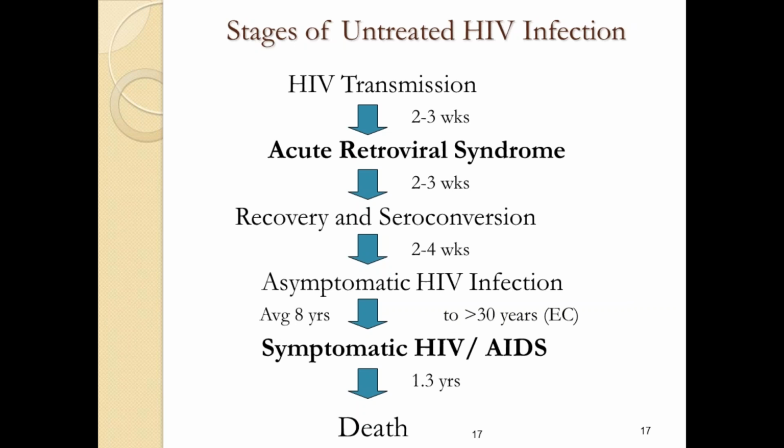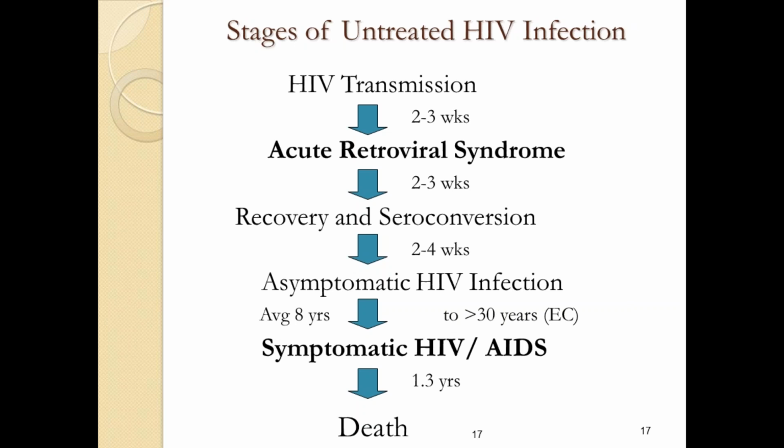Once they start developing antibodies, the viral load will come down a little bit, the CD4 will rebound a little, and then they have pretty much asymptomatic HIV. Being asymptomatic can really range in patients. On average, folks can be asymptomatic for about 8 years before they start developing signs or symptoms of symptomatic HIV or AIDS. And then from there, within a year and a half, they will usually pass away.